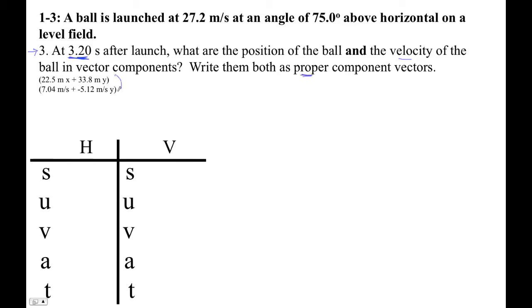Write them both as proper component vectors. Proper means it looks like this: something in the X direction, something in the Y direction. Oh my gosh, look at this typo there. This needs an X hat to be proper, like that. It's going to look like this, okay?